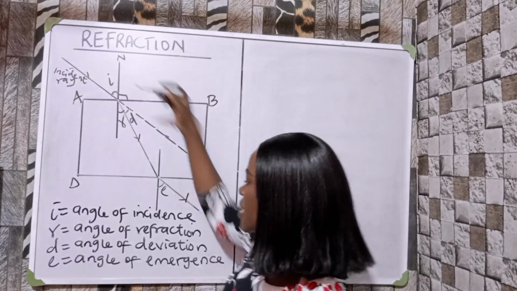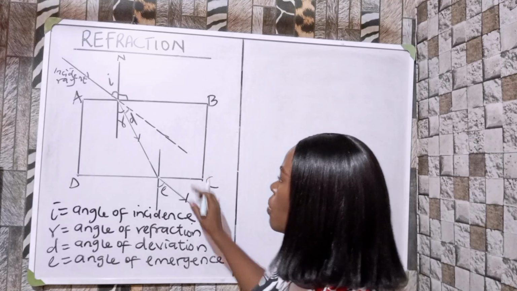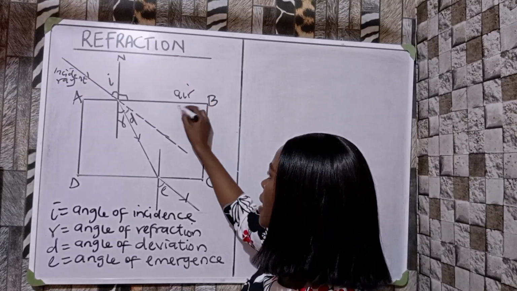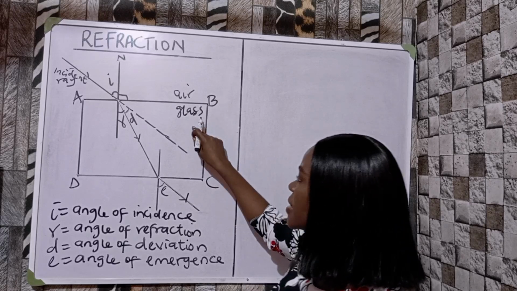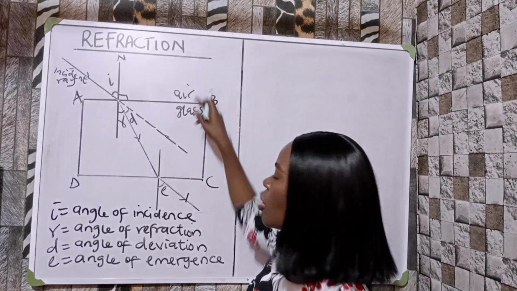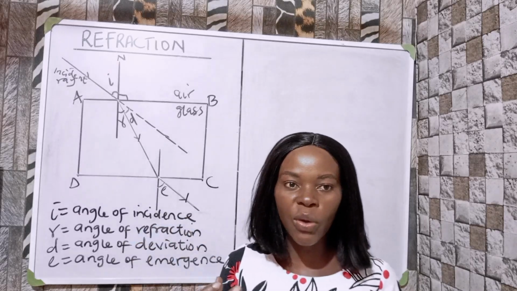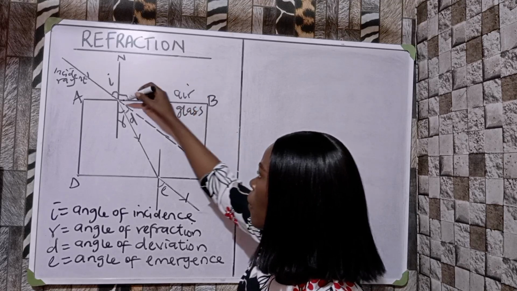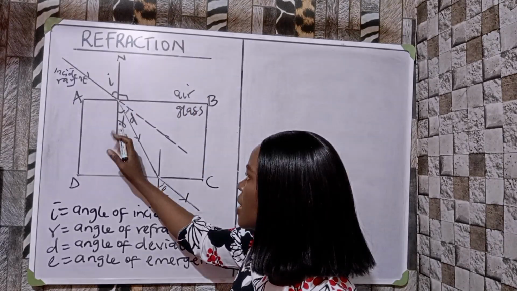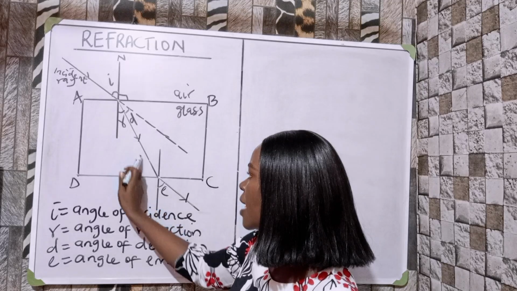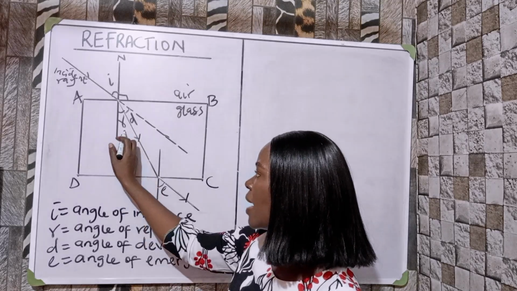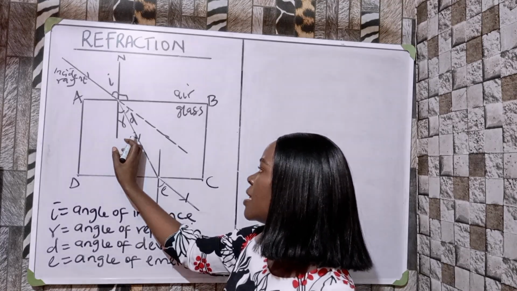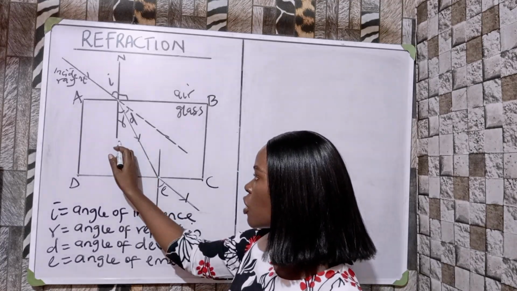Now look at this angle between the incident ray and the normal. We call it the angle of incidence. That is our i. This medium is air before the glass, and this is glass. Because glass is denser than air, what do I mean by denser? It is heavier than air. Because it is heavier than air, once it reaches this boundary, it's going to bend. You see how the ray has bent inside the glass block? That is where we have the angle of refraction. The angle of refraction is the angle between the refracted ray, which is this, and the normal.